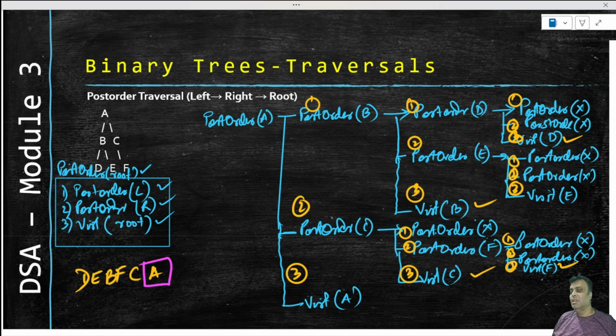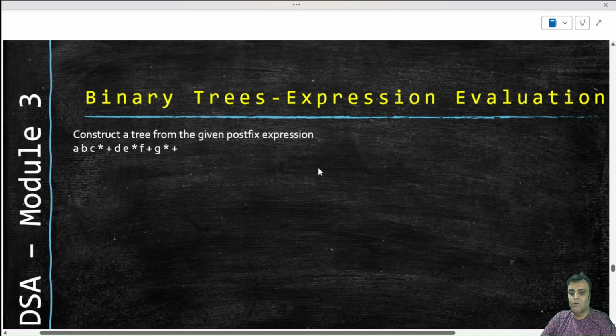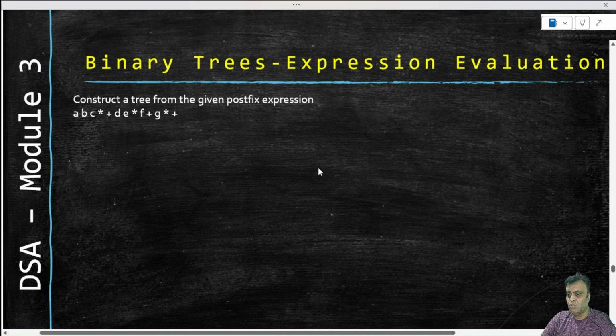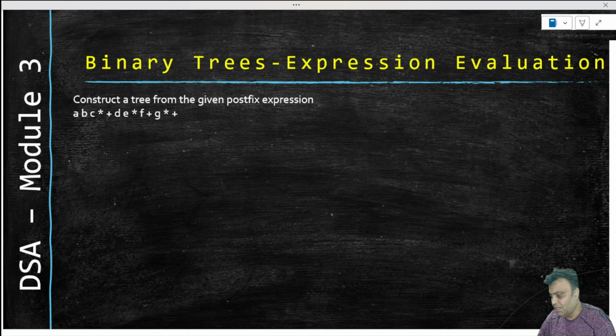And from the in-order, for any element you take, the left side elements will be the left subtree of that element, and the right side elements will be the right subtree of that element. So we'll utilize that concept to do two things. First, we will try to build a tree given a postfix expression. Postfix is an expression which is very friendly to a computer because it can easily use a stack to evaluate it, right? So check my video on stack, you'll understand why I'm saying that.